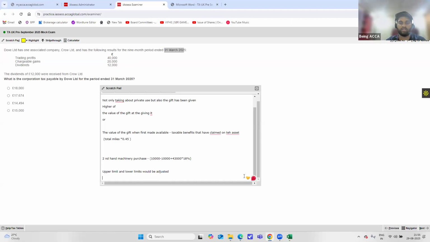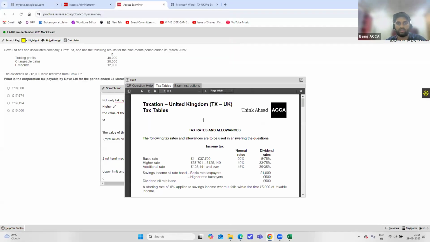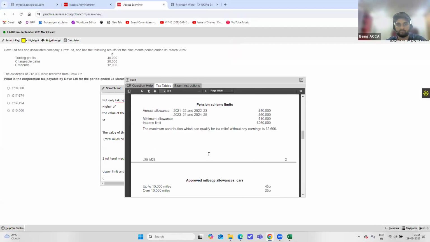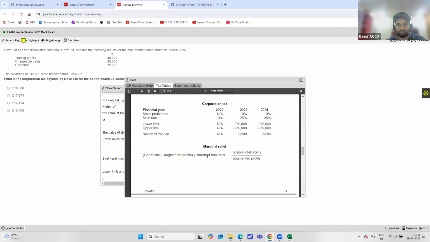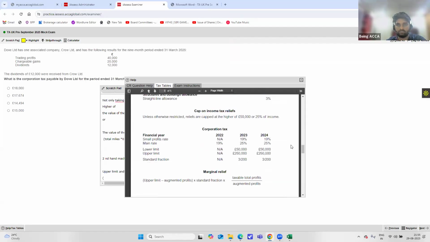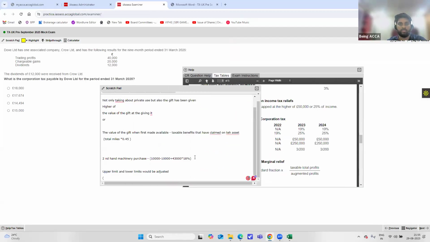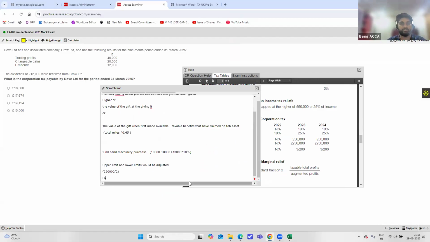So because of that, what will happen? What is your upper limit? Normal upper limit. If you are unable to remember, that's not an issue at all. We always have them in our table provided to us. You have it clearly here. The upper limit is 250,000, lower limit is 50,000. So because the upper limit is 250,000, what will happen? Because there's an associated company, this will be reduced by 2. And same thing for lower limit as well. Lower limit would also be 50,000 divided by 2.